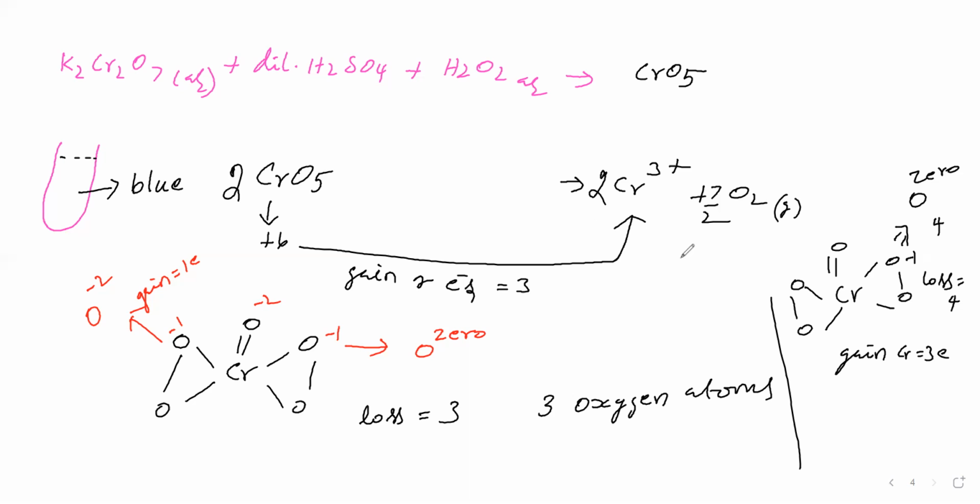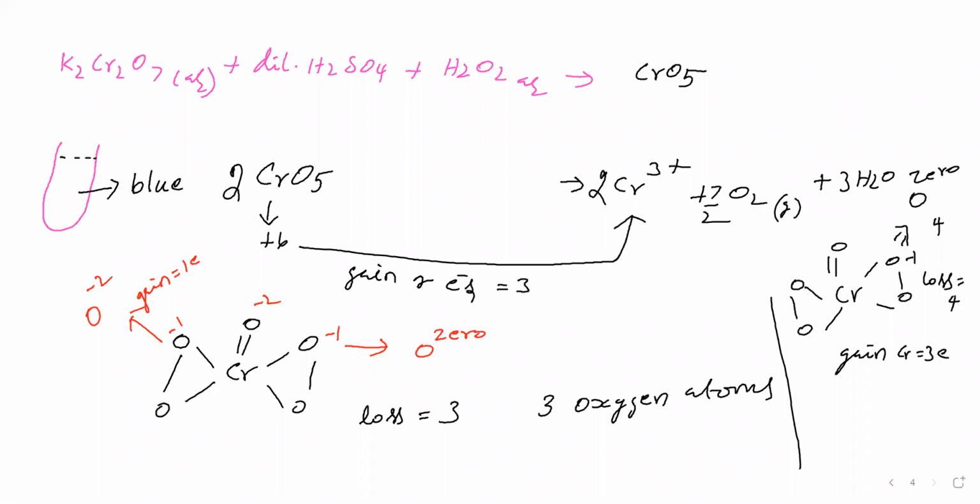Now you see how much loss and how much gain. In 1 CrO5, this chromium is gaining 3 electrons, and this oxygen is gaining 1 electron. The remaining 3 oxygens lose 3 electrons and become 3 oxygen atoms. In another CrO5, this chromium gains 3 electrons, and these 4 oxygen atoms lose 4 electrons and become 4 oxygen atoms. Therefore, totally 7 oxygen atoms, so 7/2 oxygen molecules. Now we made loss and gain equal. Then this oxygen becomes water, this oxygen also becomes water. Therefore, we write 3 water molecules.